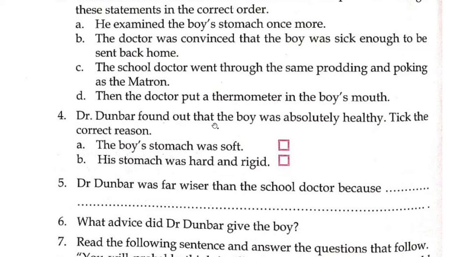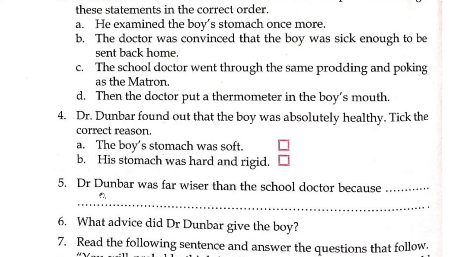Dr. Dunbar found out that the boy was absolutely healthy. Tick the correct reason. The boy's stomach was soft, or his stomach was hard and rigid? Naturally, the first one, the boy's stomach was soft. If he was suffering from appendicitis, then his stomach would have been hard and rigid. But his stomach was soft, so the doctor came to know that the boy was absolutely healthy.